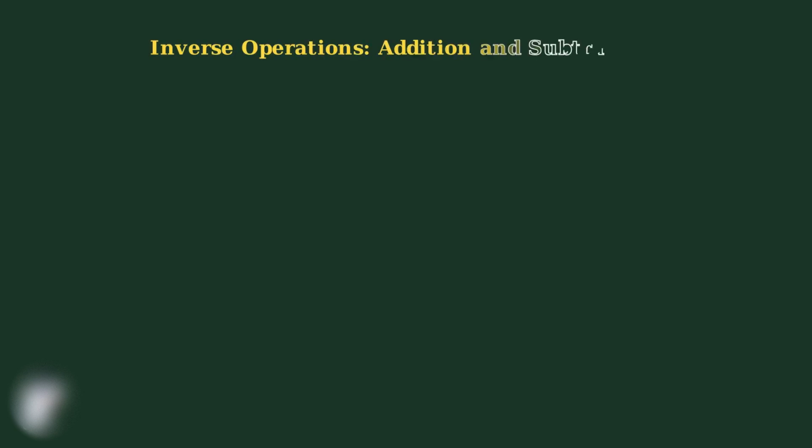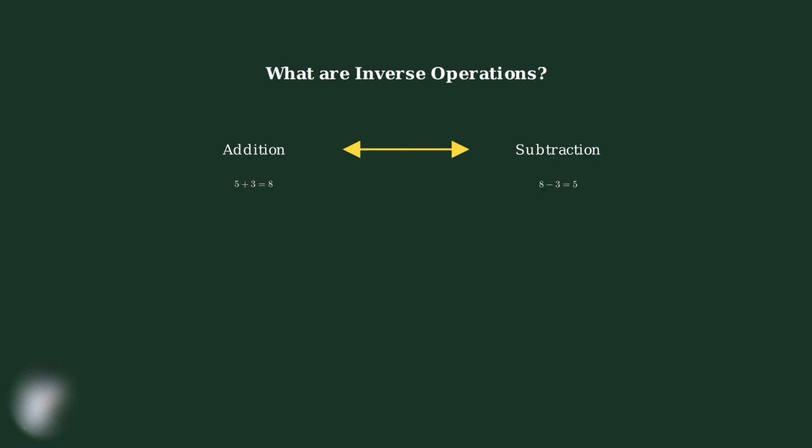Now that we understand our goal of isolating the variable, we need to learn about the tools that help us achieve this goal. Inverse operations. Inverse operations are mathematical operations that undo each other. Addition and subtraction are inverse operations. This means they undo each other. If you add 3 to 5 to get 8, you can subtract 3 from 8 to get back to 5.